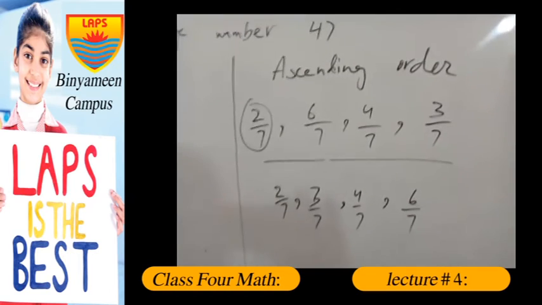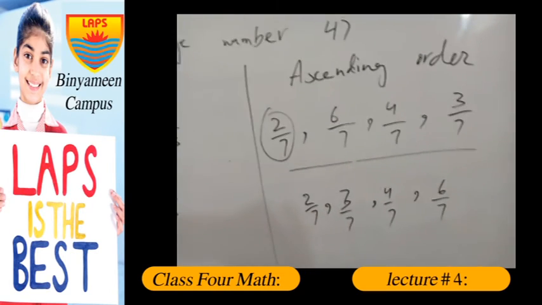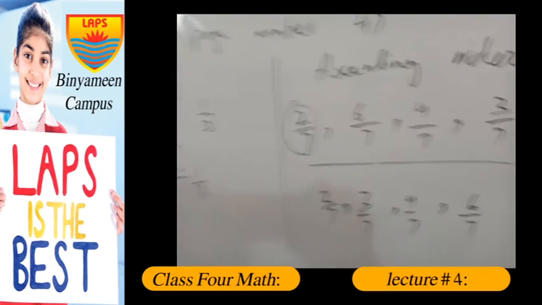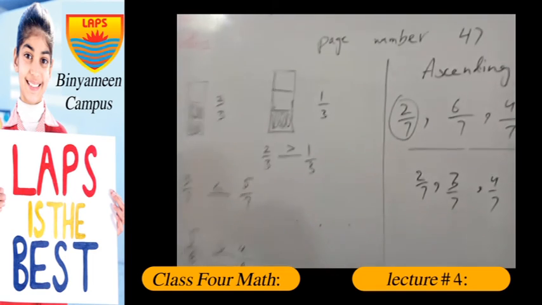So perform these ascending and descending functions on the other questions. I believe there are 7 of them remaining on page number 47, and tomorrow we will be performing other functions on the fractions too.